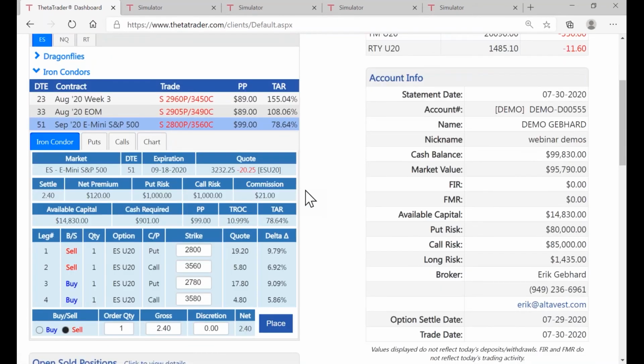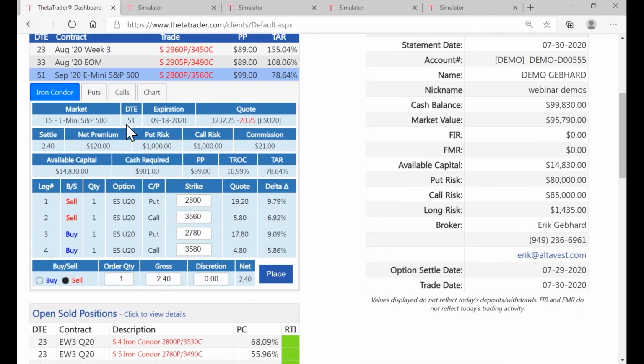All right, now you can see here 51 days till expiration. The settlement price was 2.4 points. Net premium collected, your put risk, call risk, your commission, available capital, cash required, your profit potential, targeted return on cash, targeted annualized return.